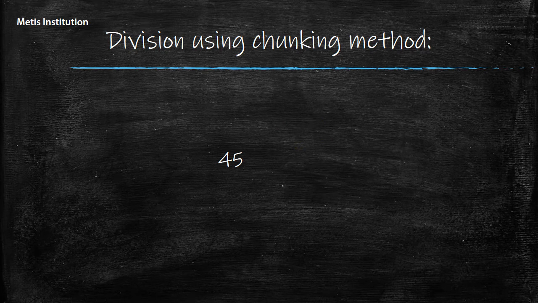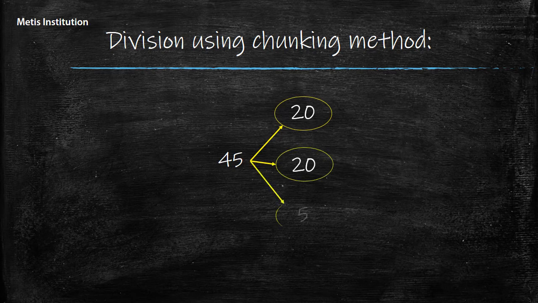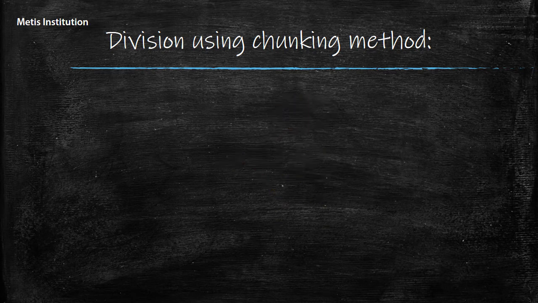We can also break down the number into much smaller parts. For example, 20, 20 and 5. Let's say the question that you're trying to solve here is 45 divided by 3.